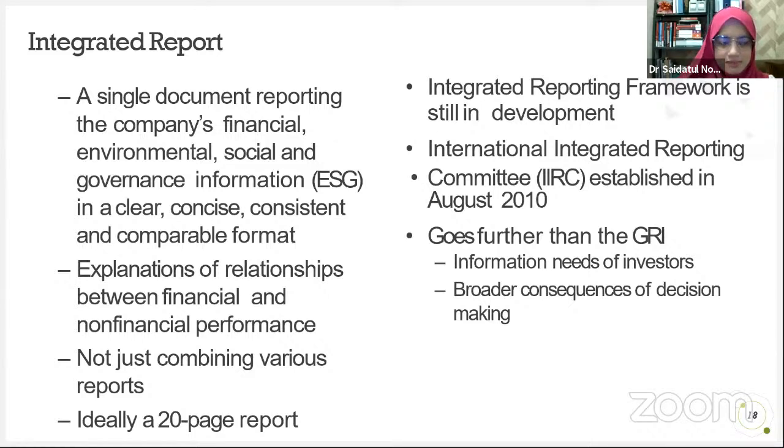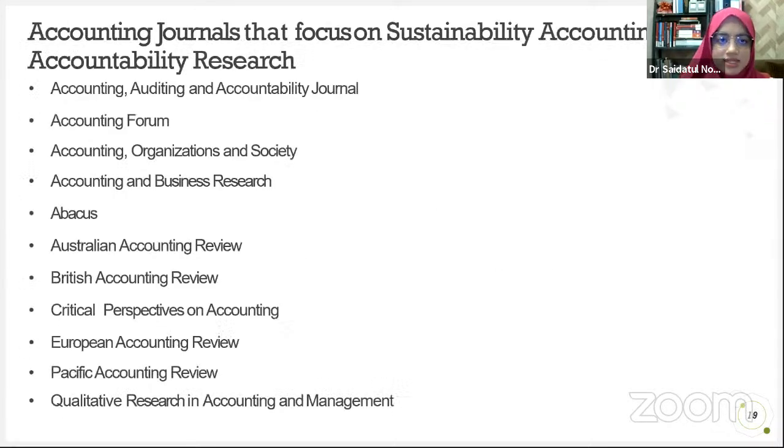We've talked about the practice. Now we talk a bit about the research itself. Research on sustainability accounting and accountability has certain journals focusing on this matter. We have auditing issues in sustainability accounting. We have the extent and quality of the reporting itself. People look at how you report over the years, the changes, and also the changes in your practices. So that is one of the things that people research on sustainability accounting and accountability.